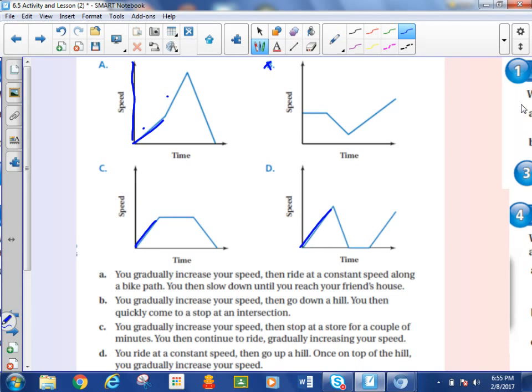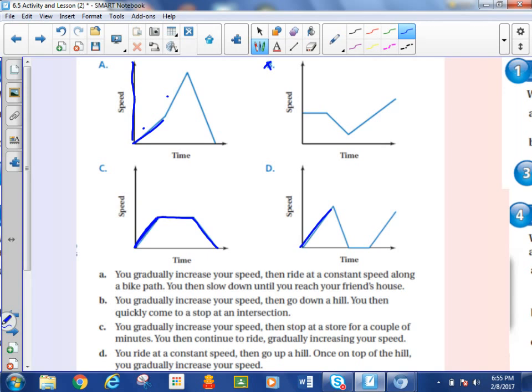Okay, then you ride at a constant speed along the bike path. So now you're going to be going at the same speed along the bike path. You then slow down until you reach your friend's house. So we're going to increase our speed. We're going to keep a constant speed. And then we're going to gradually slow down. So letter C would match this one.